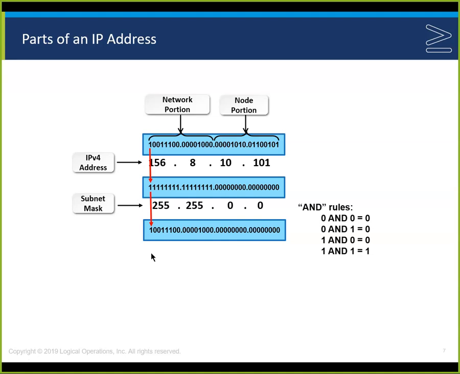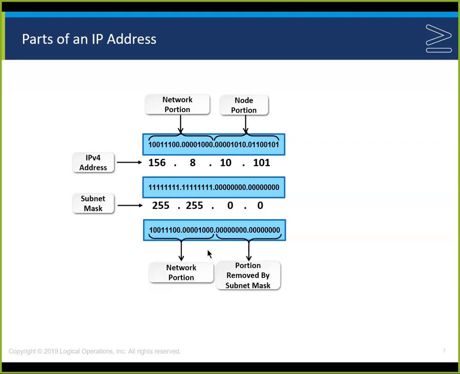When you do the ANDing, what is the network address? What is the broadcast? Broadcast address is where the host portion is all 1s. So network portion, and then when we AND the 0s here, the portion is removed by the subnet mask. Since it gives us all 0s in the host portion, it's going to be on that particular network.